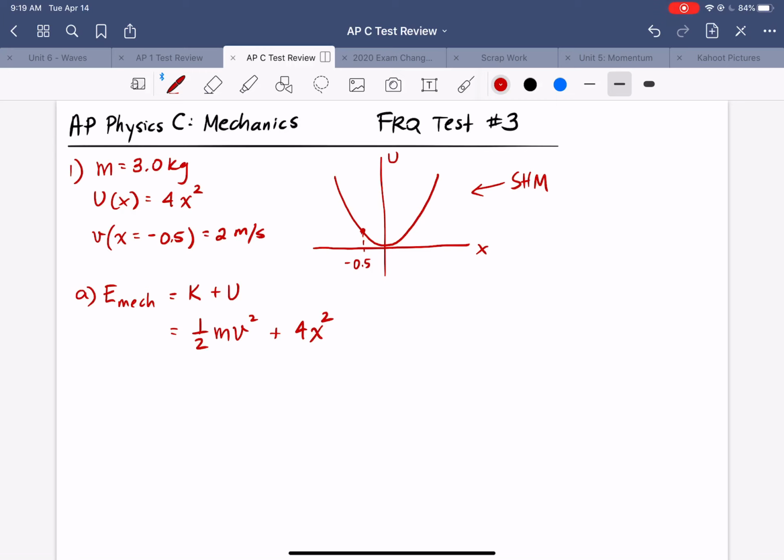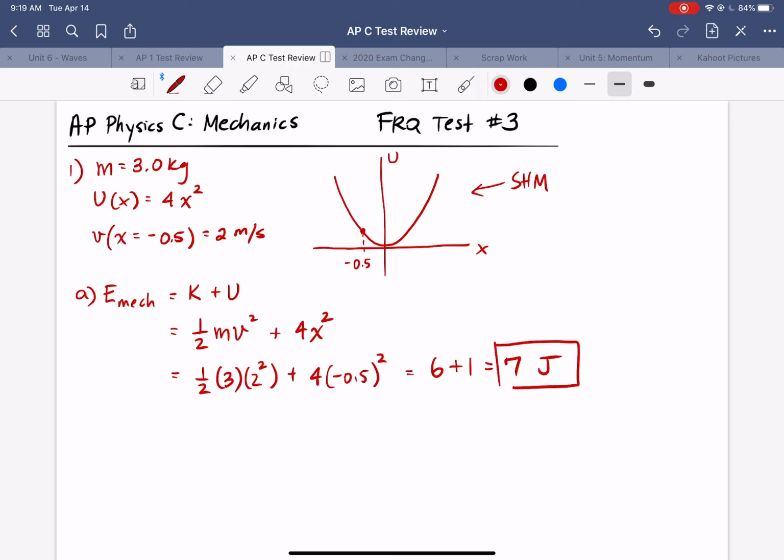So this equation is still general, but if I put in specific values pertaining to when the object is at x equals minus 0.5, I can put that the velocity is equal to 2 and x is equal to minus 0.5. So now if I multiply these out, I'll get 6 joules of kinetic energy and 1 joule of potential energy, so the total energy is going to be 7 joules.